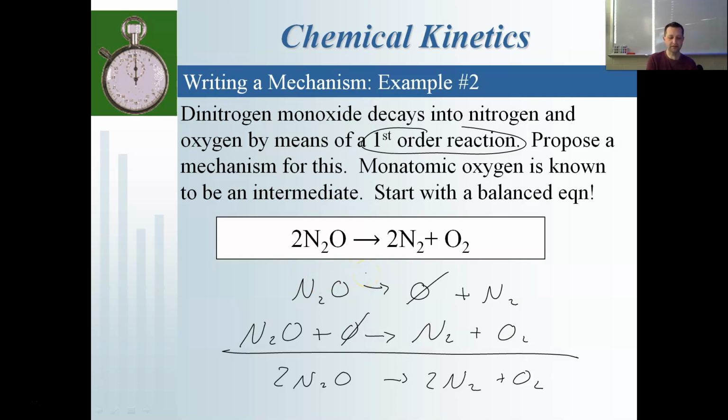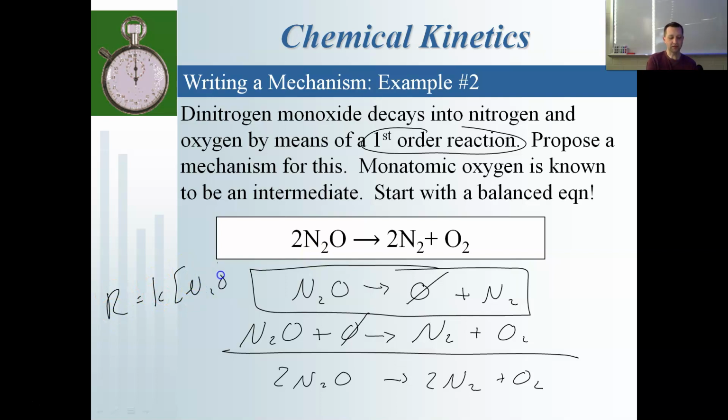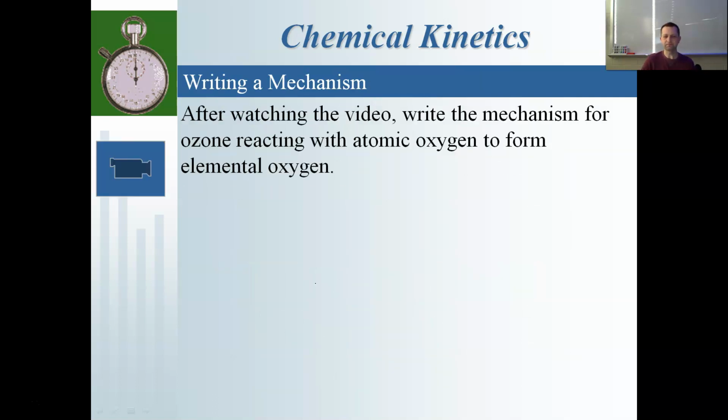My rate determining step, I really have no choice other than step 1 to be my rate determining step here. If I write the rate law for step 1, its rate equals K times N2O to the first, giving me a first order chemical reaction. It's my only reactant, and of course the coefficient there is 1, so that would be my exponent. So rate equals K times N2O. Again, you're not really going to have to write these, but it is good to see them and just kind of get that terminology down and see how it all applies here.